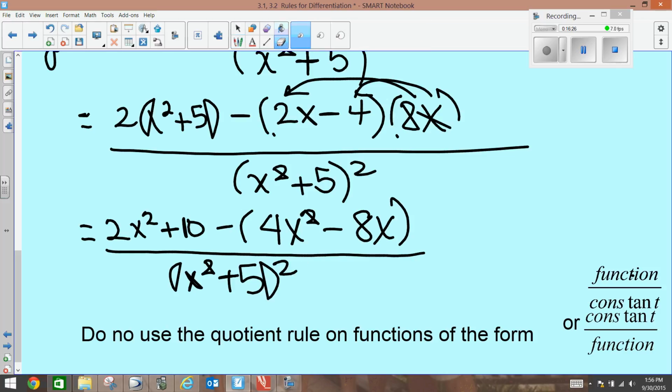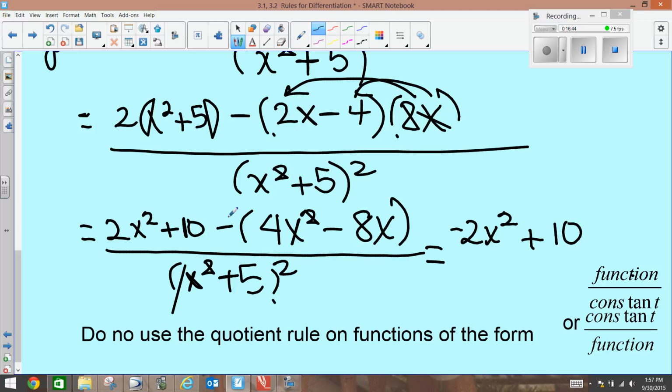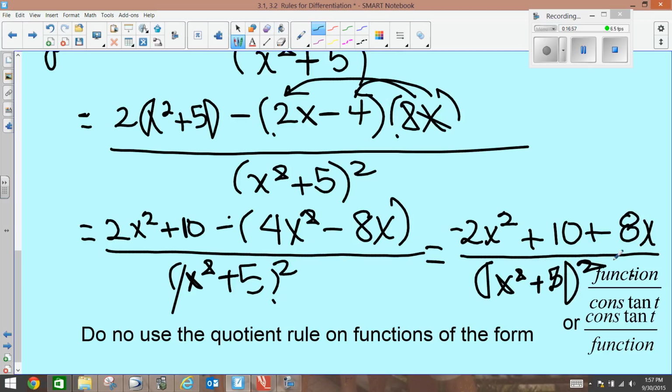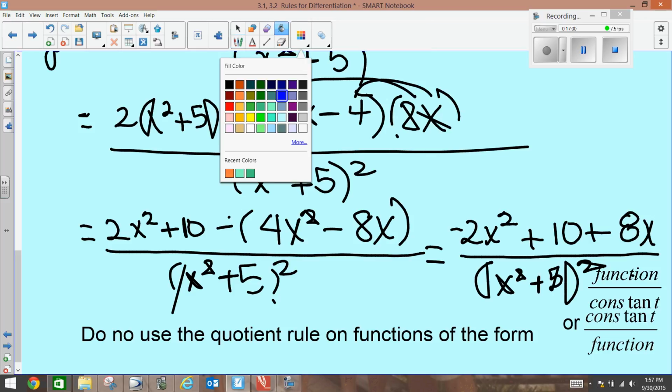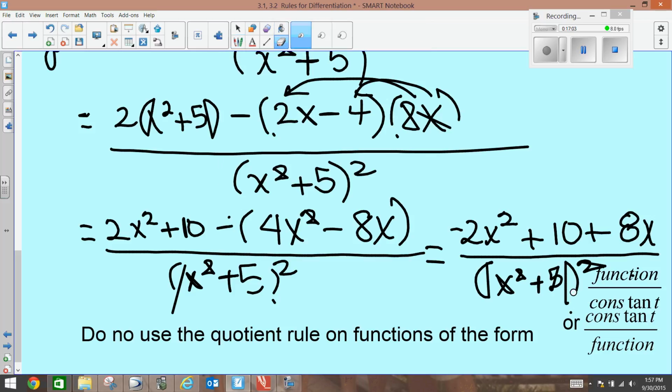Sorry about all those little random lines showing up. All right, equals, combine your like terms. 2x squared minus 4x squared is negative 2x squared plus 10 minus a minus is plus 8x, all over, leave it alone, x squared plus 5 squared. Okay, we're done with it.